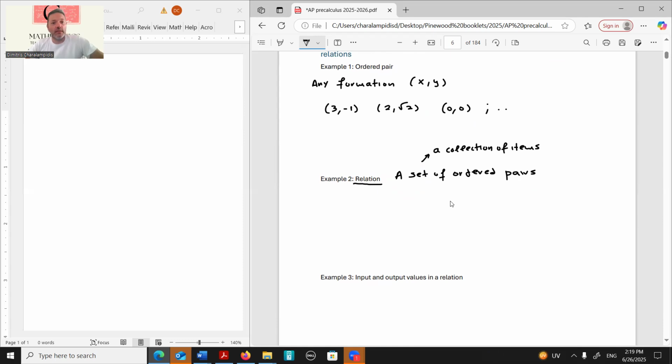Usually, we denote relations by capital letters, and since they are sets, we should put them in these special brackets. So, for example, {(1, 3), (2, 0), (1, 6)} will be a relation. Another relation, let's call it B this time, would be this one: {(1, 1), (-1, 6), (6, 5), (3, 2)}, and so on. So far: ordered pair, any formation (x, y); a relation, a set of ordered pairs.